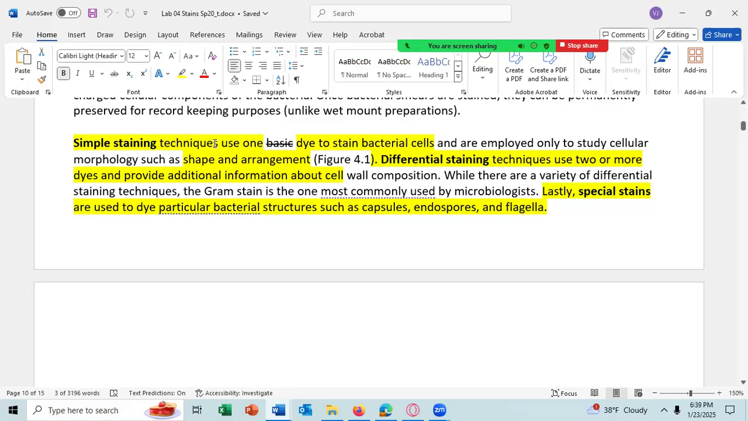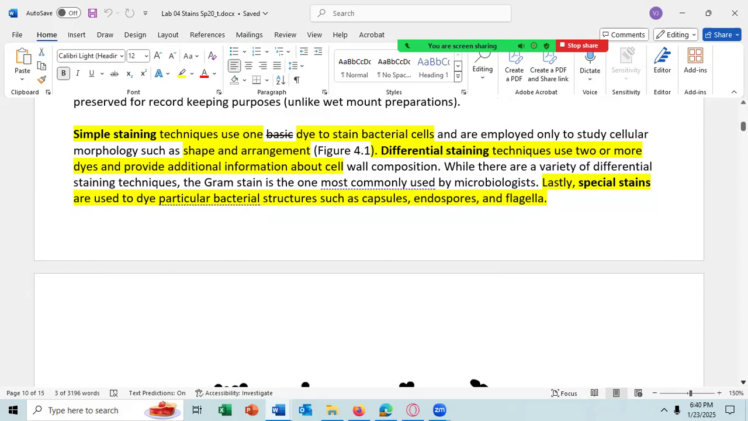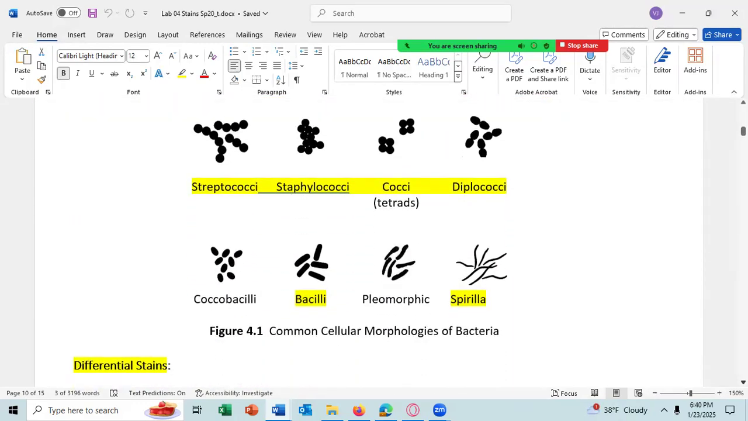Lastly, there are special stains, and they dye a particular bacterial structure, such as the cell's capsule, the cell's endospores, or the cell's flagella. Special structures within the cells.